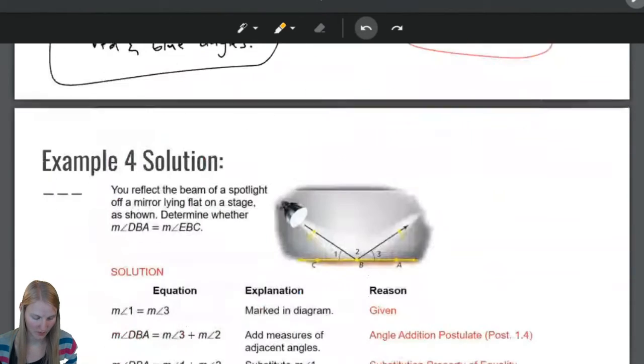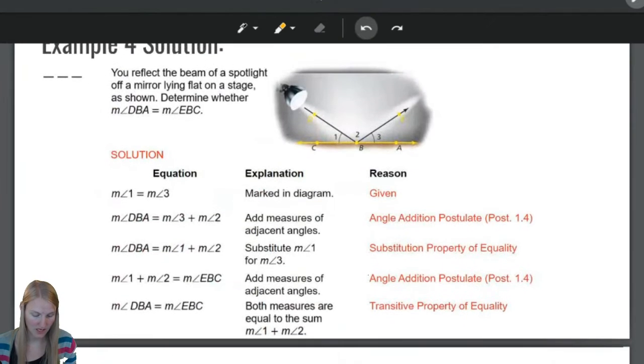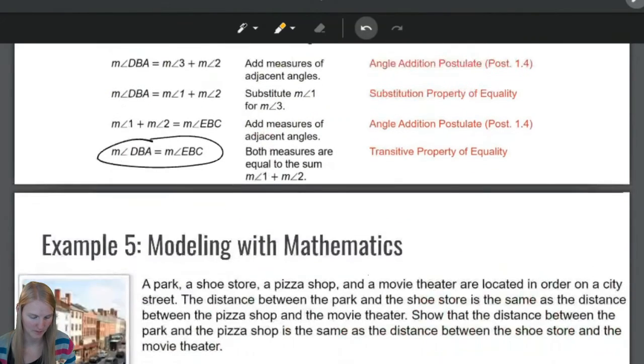We can check and see if we are correct. Oh, they gave a full-on proof. They didn't tell us to give a full-on proof. We're not going to do that for now. But yes, they also arrived at the same conclusion.